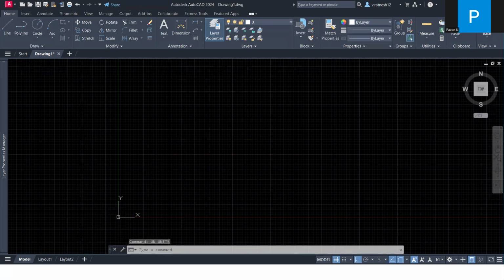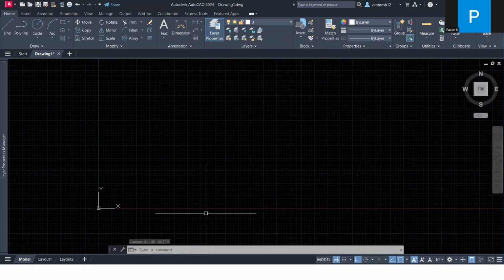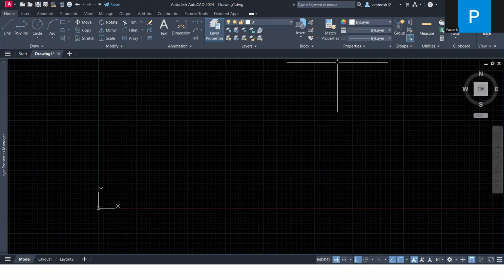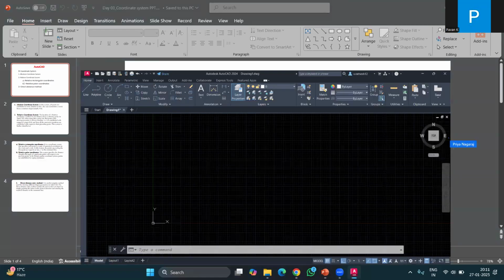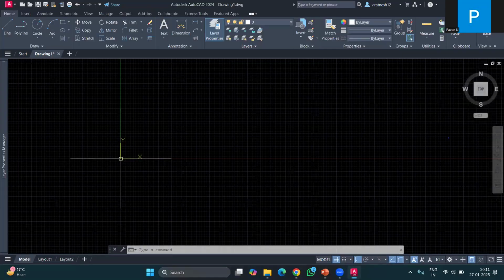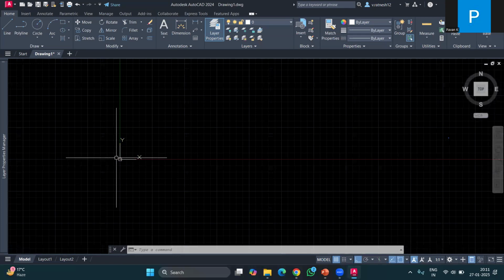So we are going to use the coordinate system. Let me show you the absolute coordinate system. The first coordinate system is the kind in which every point that you are going to draw with the line or any command will be considered from the origin. I showed you where the origin is. This is the origin, this is the absolute system.